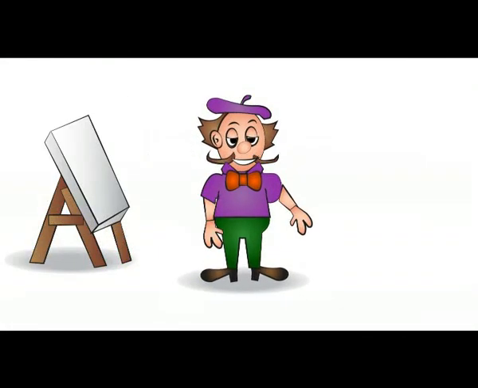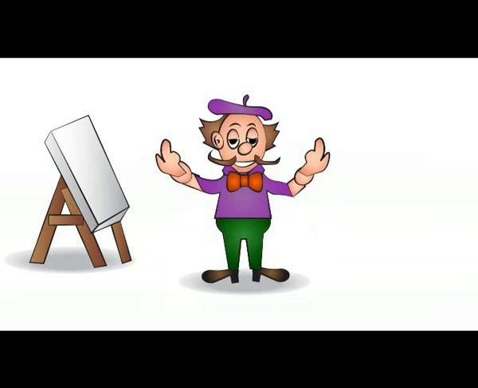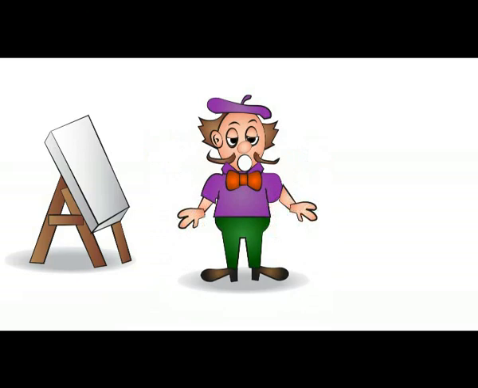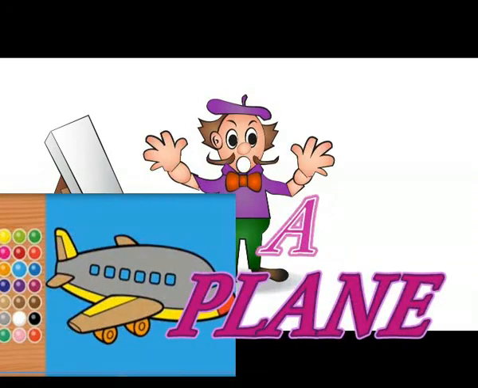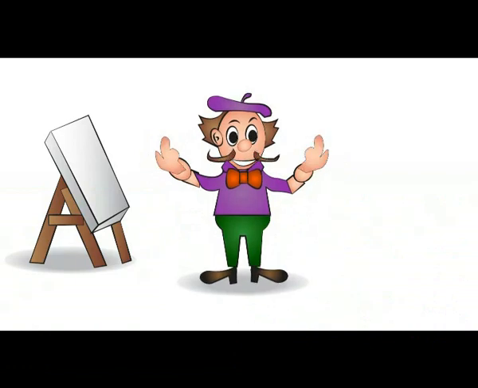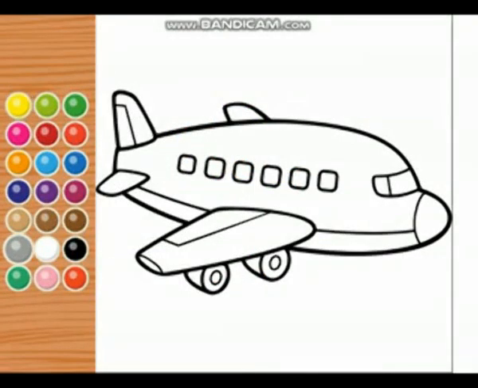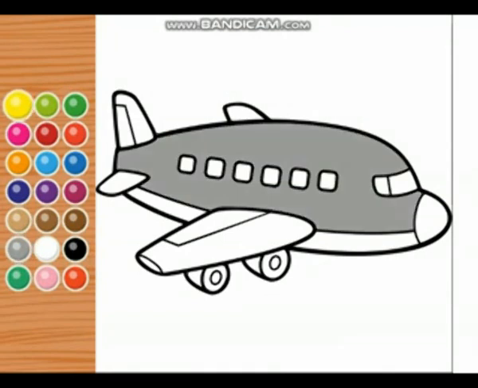Okay kid, let's color other vehicle. Let's color a plane. First, we will use gray color for this part and yellow for the bottom part. And for the plane, we keep yellow and brown for the wings.